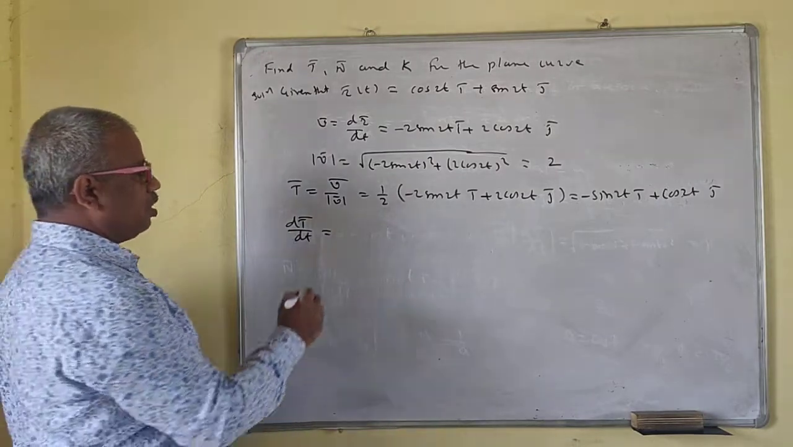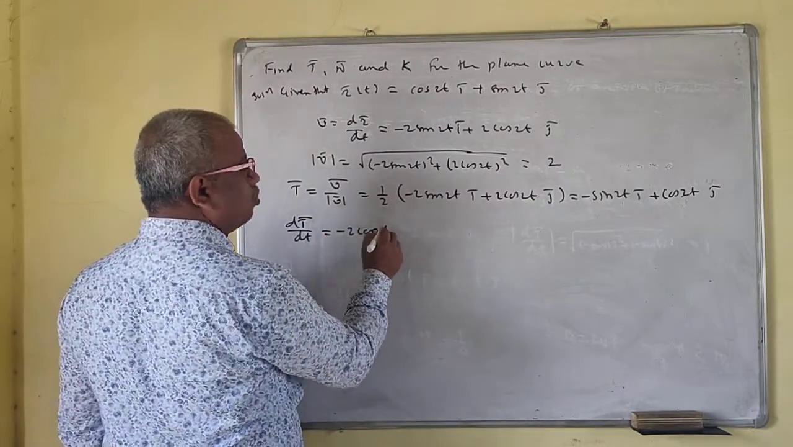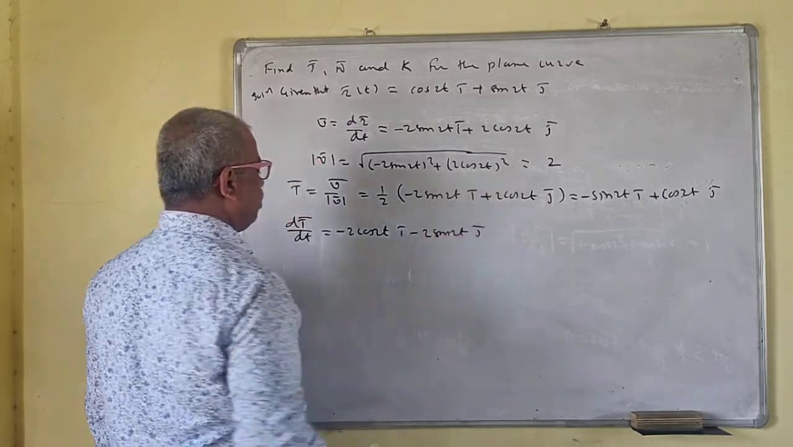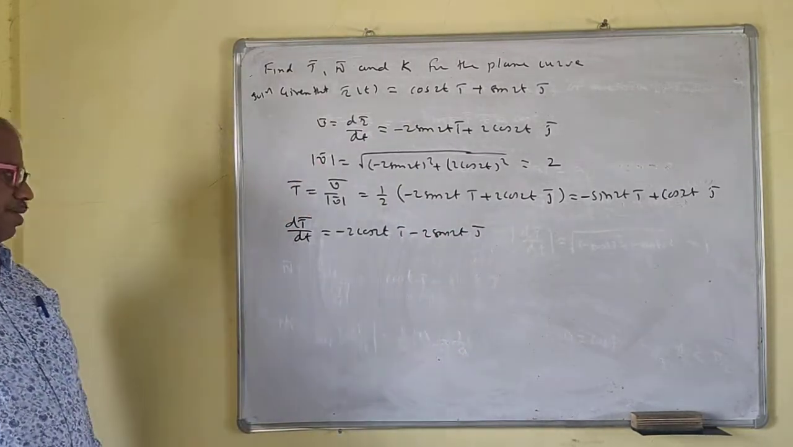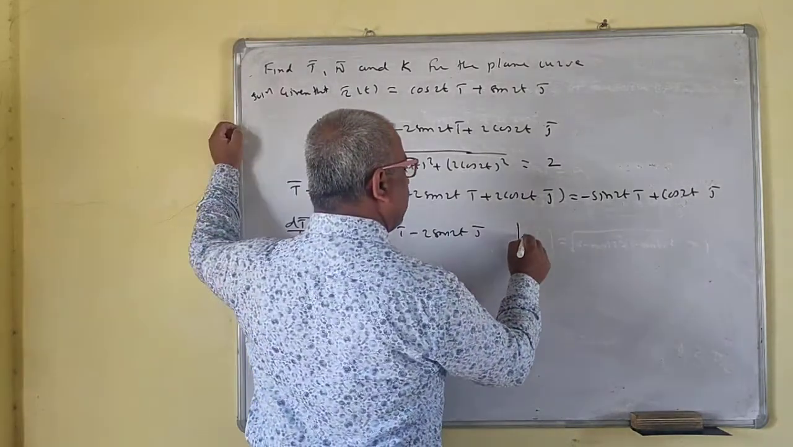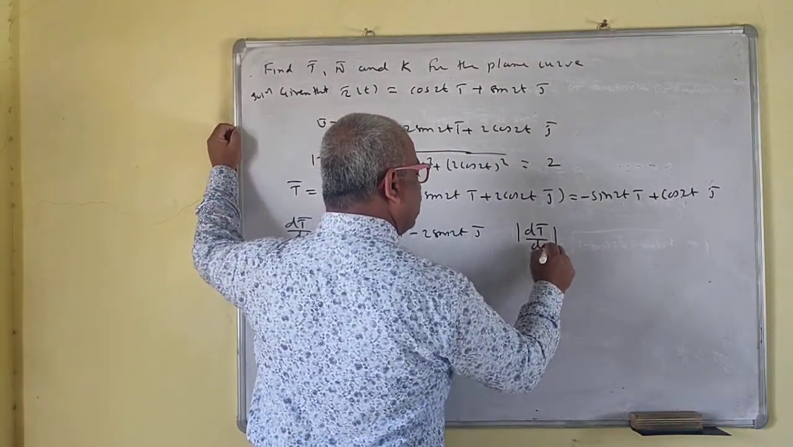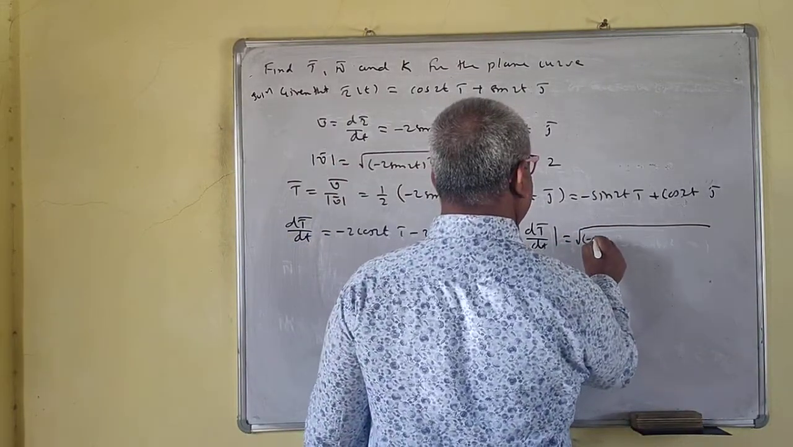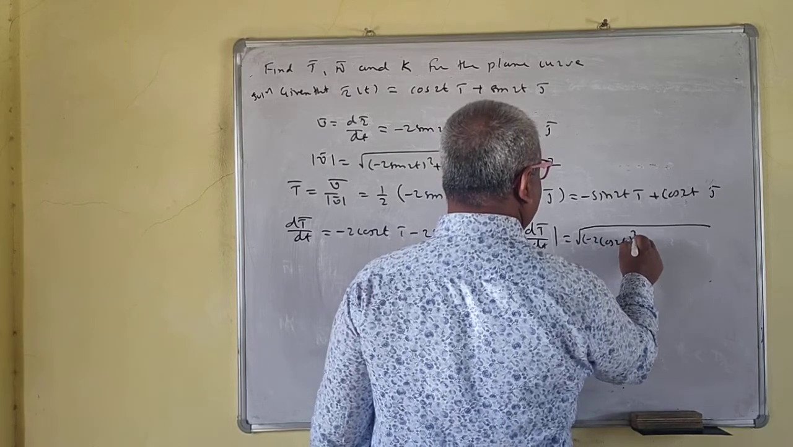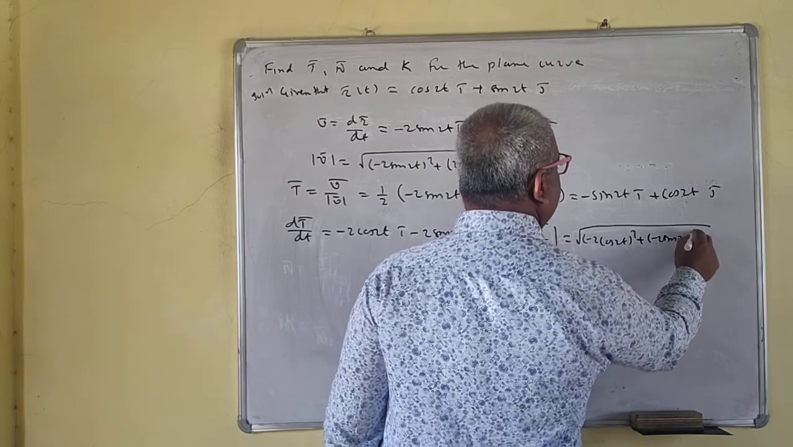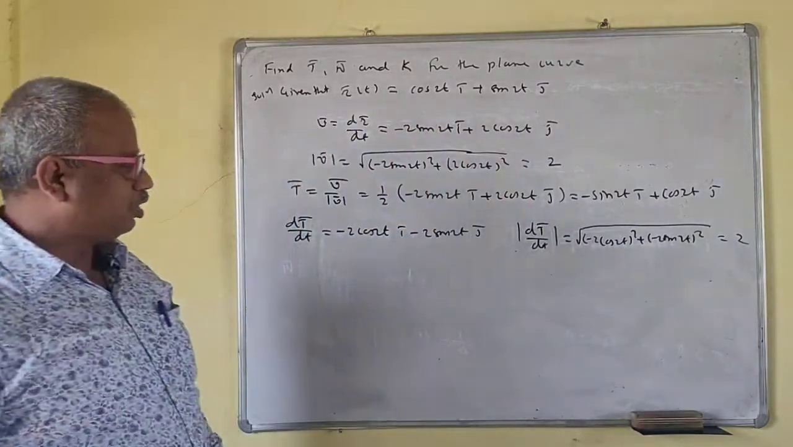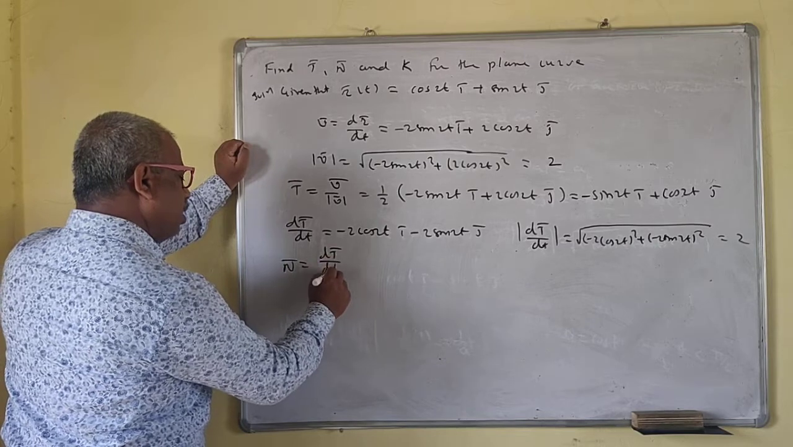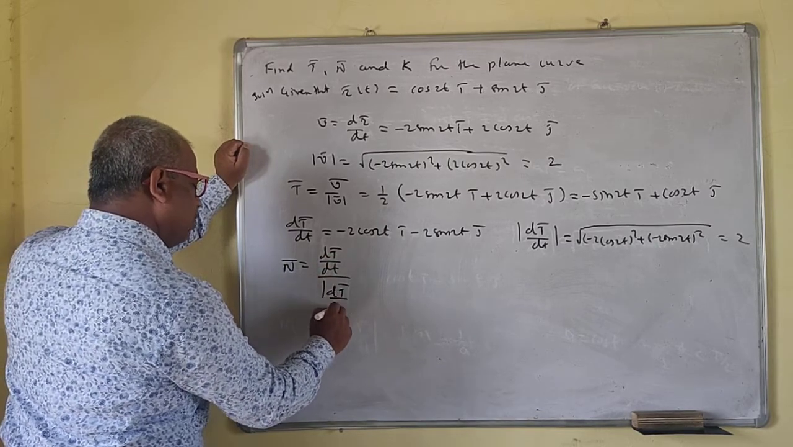Okay, so dT bar by dt is minus 2 cos 2t i bar minus 2 sin 2t j bar. Now you have to find the magnitude also. We'll find the magnitude of dT bar by dt. So this is the root of minus 2 cos 2t squared plus minus 2 sin 2t squared, which is equal to 2. Okay, so your N bar is dT bar by dt upon mod of dT bar by dt.